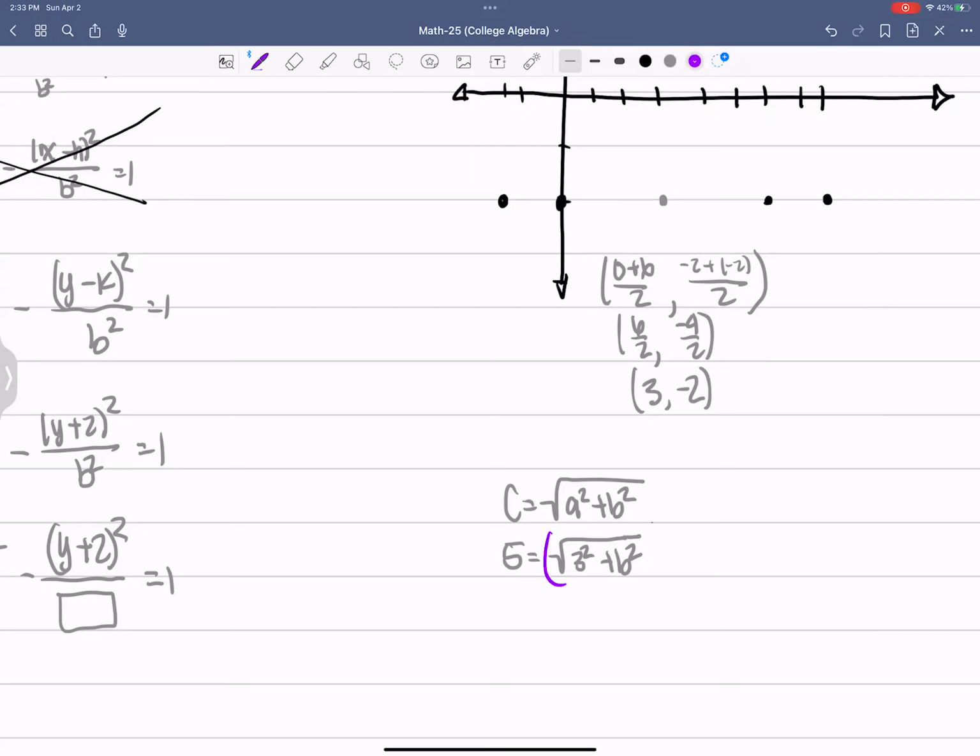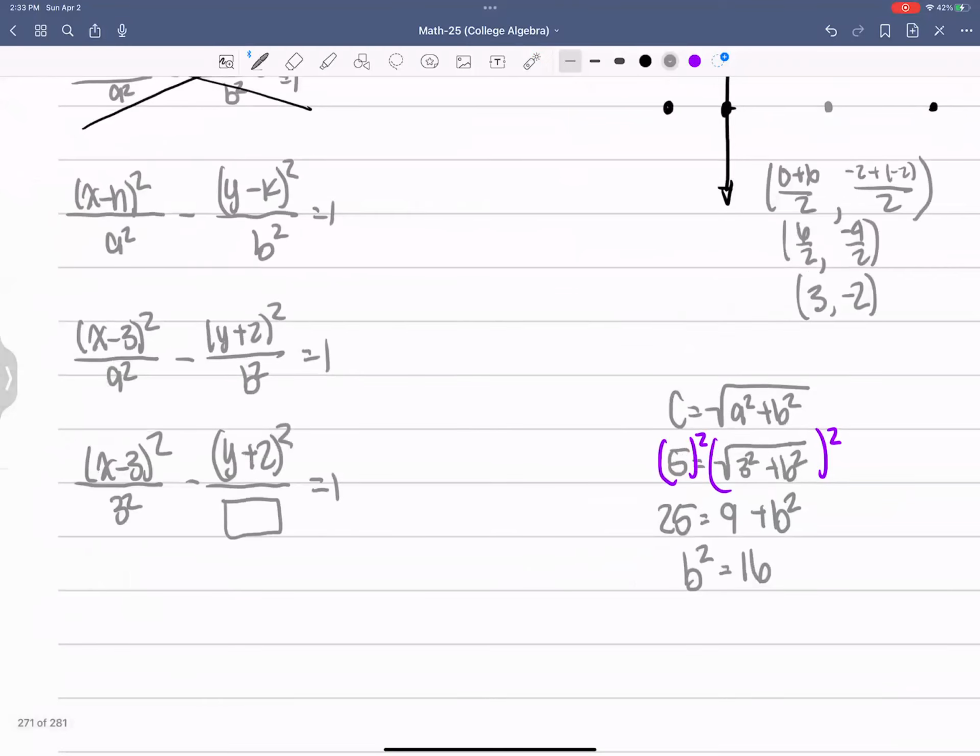Let's start by squaring both sides. We have 25 is equal to 3 squared, which is 9, plus b squared. So b squared ends up being 16. And that's it, because what we actually need is b squared. We could take the square root of 16 and figure out what that is, but we'd just have to square it again. So we can just leave that as 16.